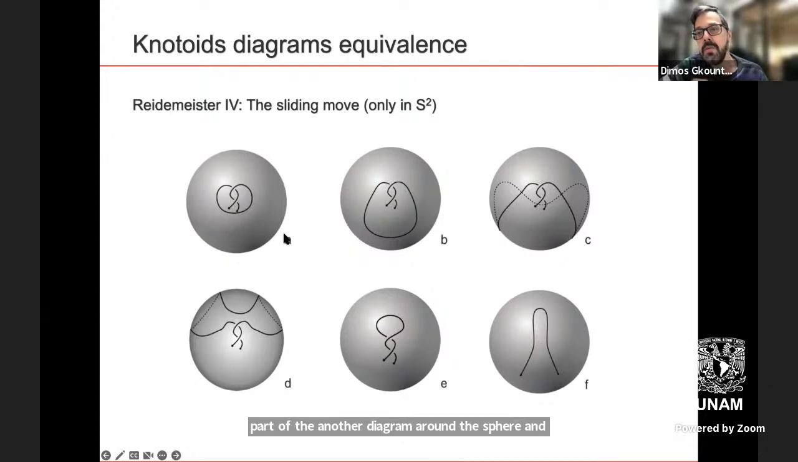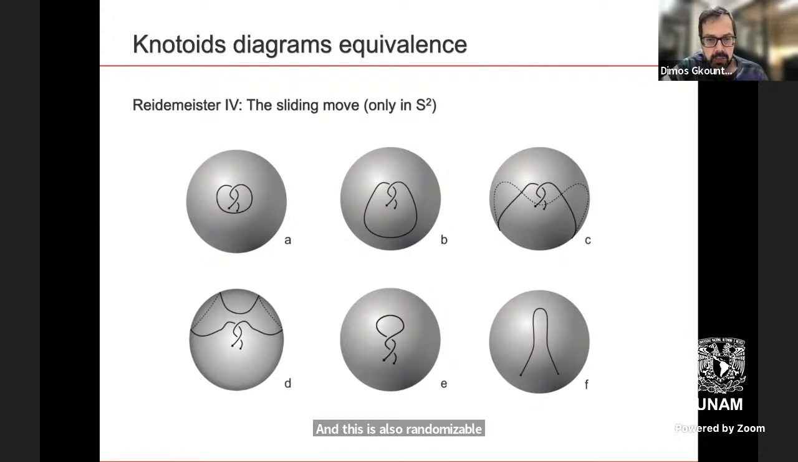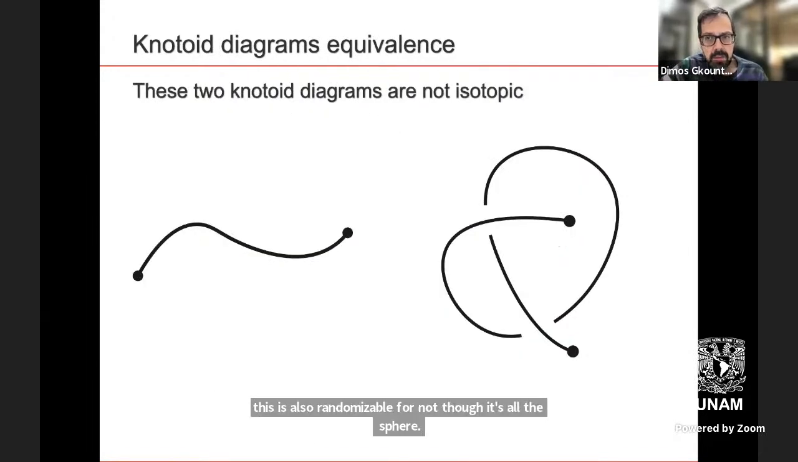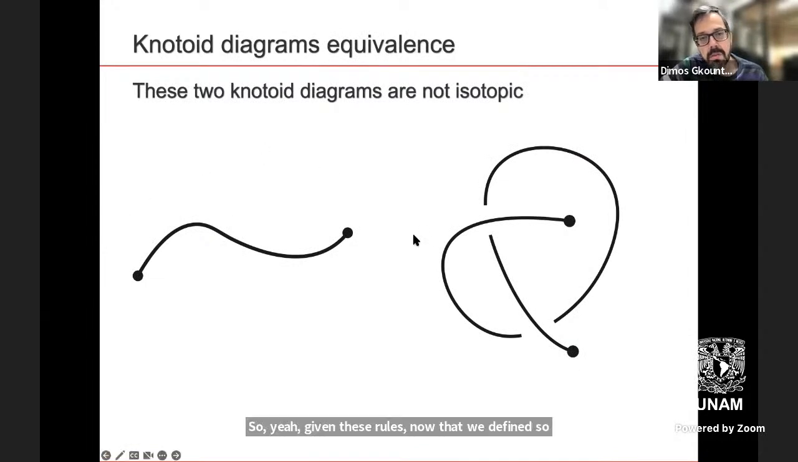Okay, so we can always push arcs around the sphere past the point at infinity, and this is also a Reidemeister move for knotoids on the sphere. So yeah, given these rules that we defined so far, it's clear that these two diagrams are not isotopic. So there is no way to go from this one to this one and back without violating any of the Reidemeister moves and the forbidden moves that we defined. So up until this point.